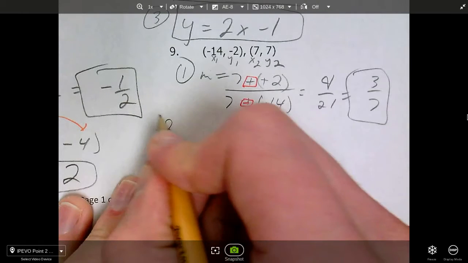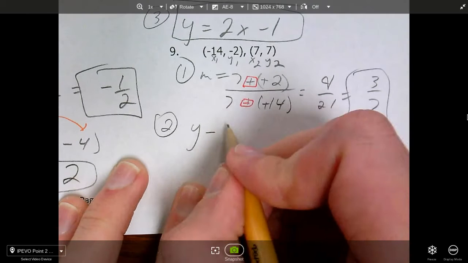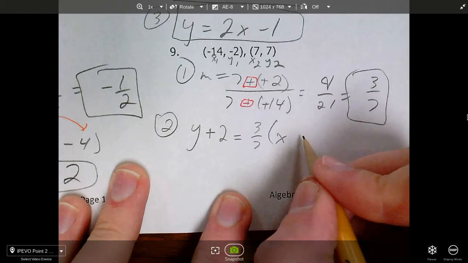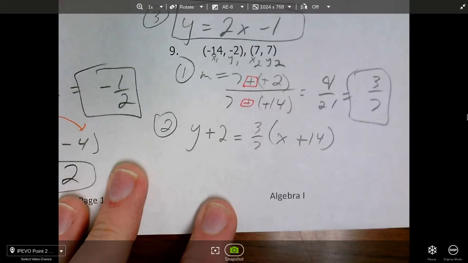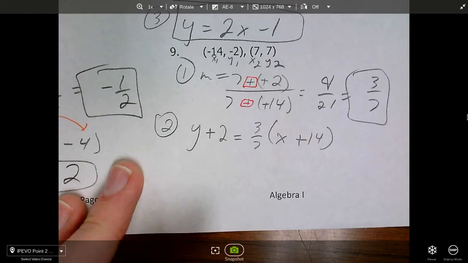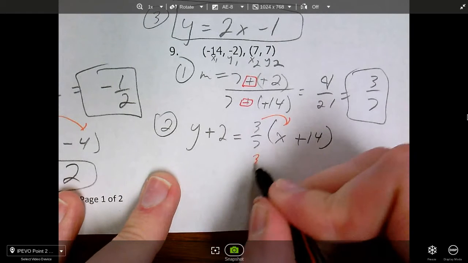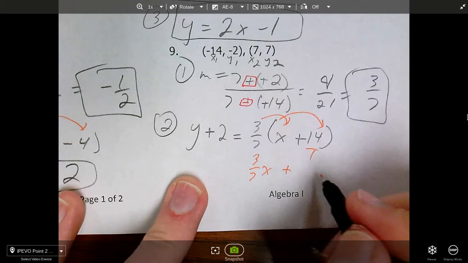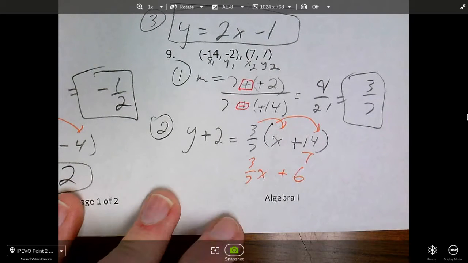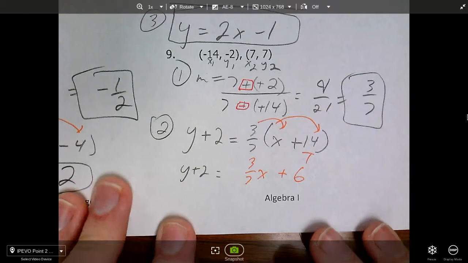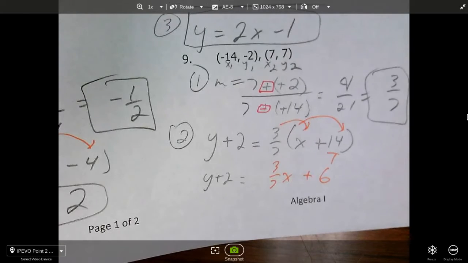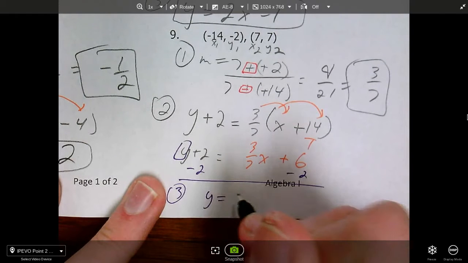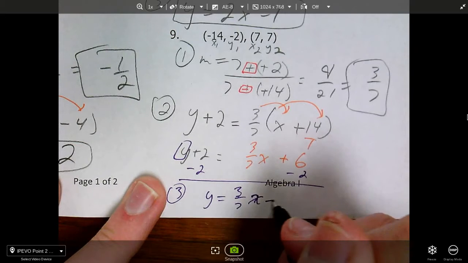There's our slope. Step 2, y minus y1, which is negative 2, so we'll have a plus 2 there, equals m, our newly found 3/7, times x minus x1, so plus 14, because we're minus a negative 14. 3/7 times x, just 3/7 x. 3/7 times 14 is going to be positive. Actually 7 goes into that twice, so we get plus 6. And y plus 2 equals 3/7 x plus 6. We want y by itself, so we'll do the opposite, subtract 2. And so our third step, y equals 3/7 x plus 4.